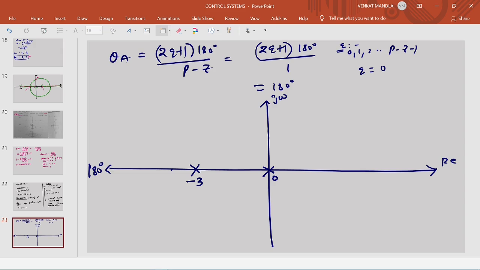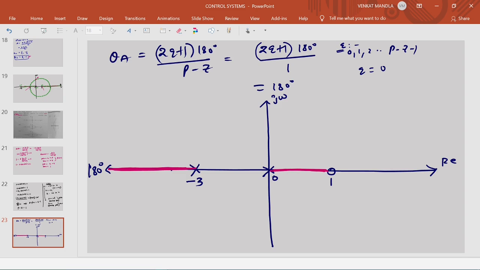First I will draw the real axis segment, because the angle criterion is odd multiples of 180 degrees. To exist complementary root locus or root locus on the real axis, there must be an odd number of poles and zeros to the right of that point. One pole is there, 1 zero is there, and here also we have 1 zero and 2 poles. That is, the number is 3. That's it. This is the real axis.